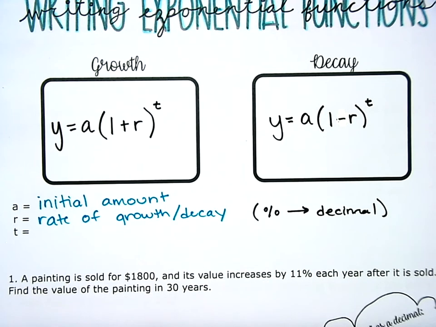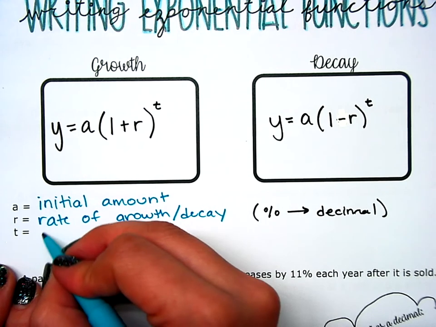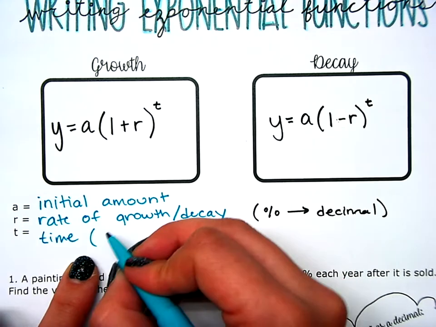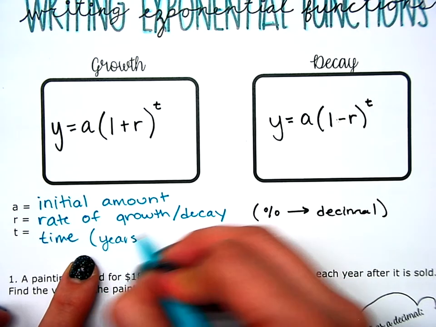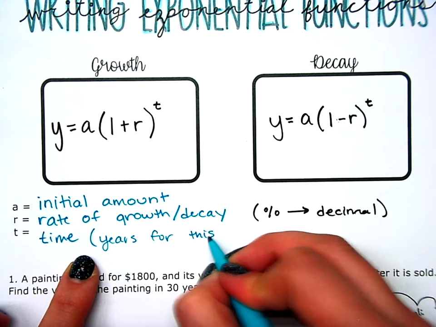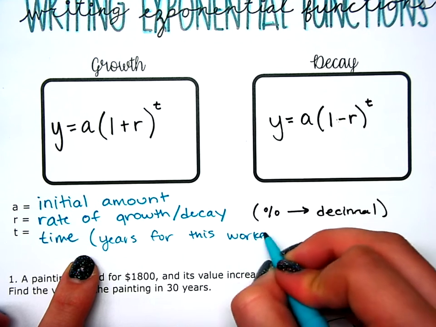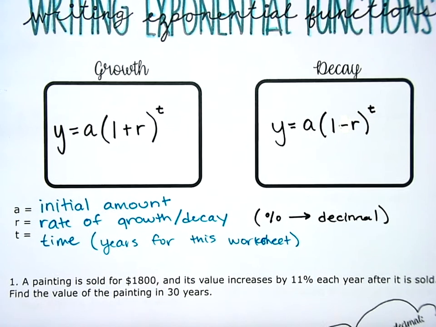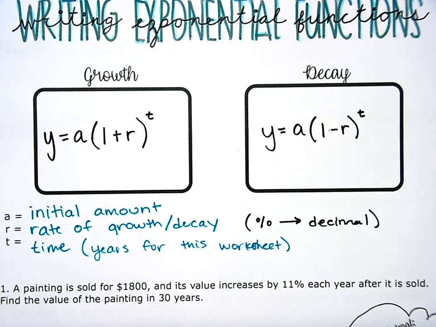The last thing is t, and you may recognize this from other formulas. This is going to represent time. For most of the problems on this worksheet, this is always going to be years. It can be in other increments of time, but years is the most common. All right, let's get started.